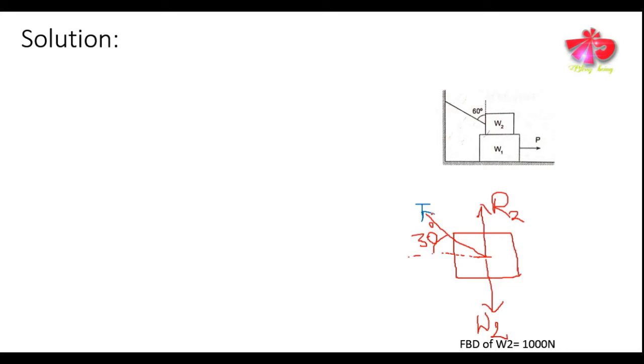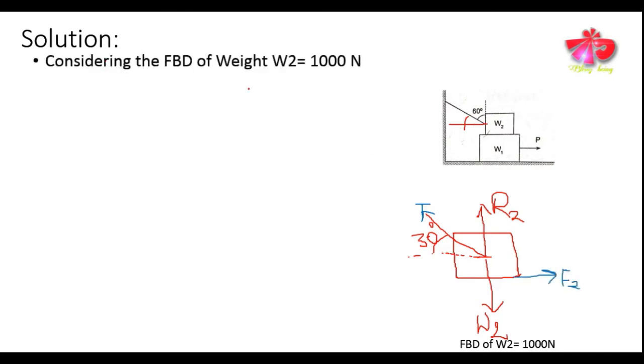Let us assume that the tension acting along the string is T, and if we draw this line, then this line will be at 30 degrees. So the angle made by the string with the horizontal is 30 degrees. Now friends, we shall proceed with the solution after drawing the free body diagram. So we shall consider the free body diagram as shown in the figure.